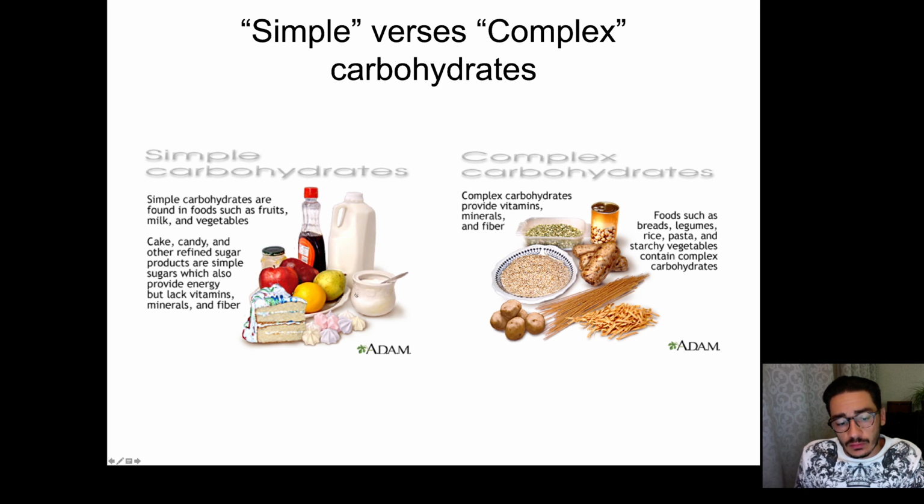But then we know the high spikes. When you consume a lot of sugars, the high spikes of insulin are very dangerous. So when you always have high spikes, first of all, your cells are going to lose sensitivity to your insulin, and you might develop diabetes, which is extremely common nowadays.